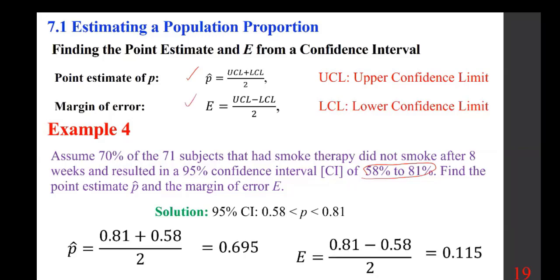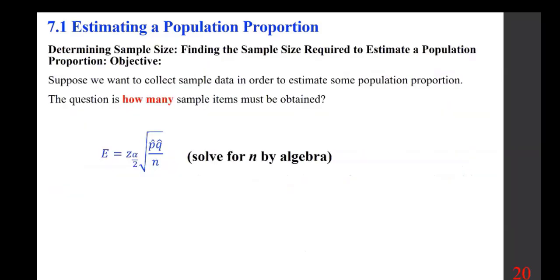The next topic that is discussed here is sample size. Suppose we want to collect sample data in order to estimate some population proportion. How many do we need? What should be the sample size, in order to be sure that the margin of error is no more than whatever we decide? So the margin of error, we don't want it to be large, remember that. And that's why you want the confidence level to be high and the confidence interval to be small.